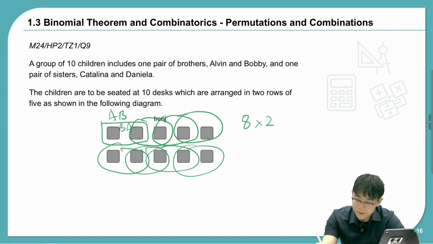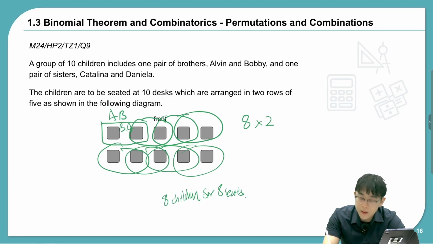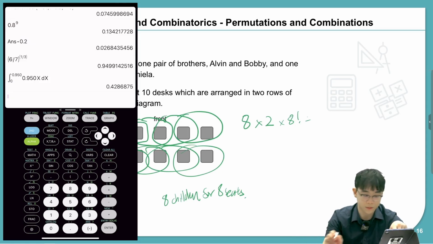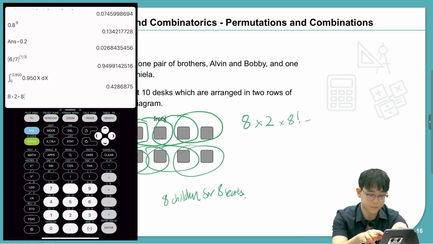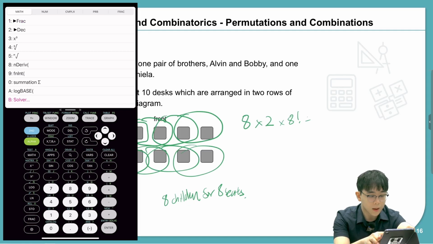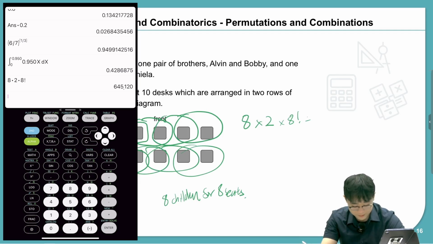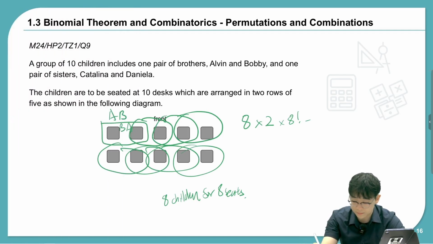Right? And then what happens is if we take 2 seats out of the equation, we now have 8 children left for 8 seats here. So there's actually 8 factorial ways in which they can be seated. So we would just do 8 times 2 times 8 factorial. And that would give us 645,120 ways in which they could be seated.